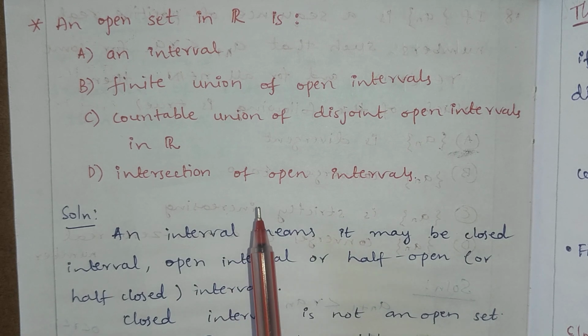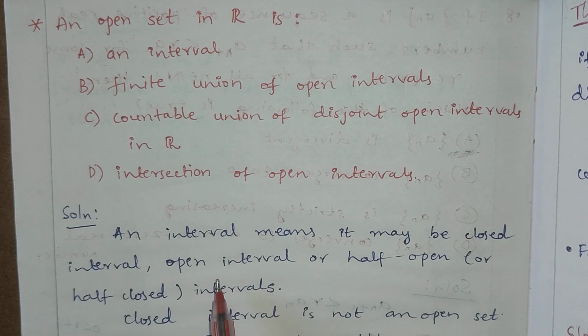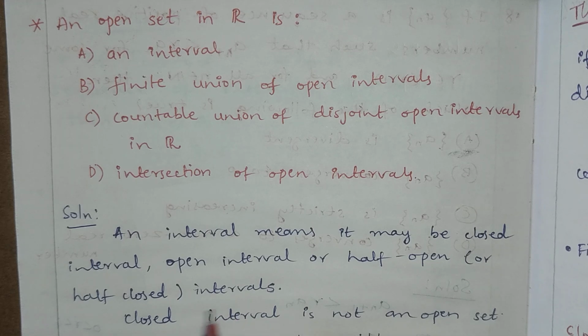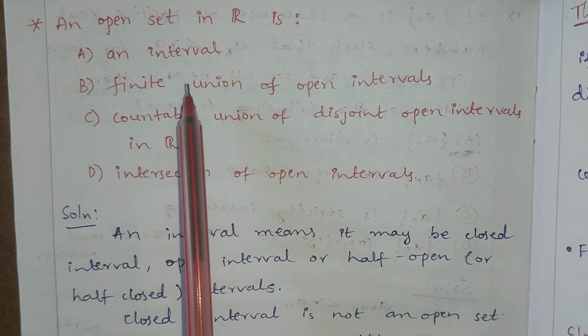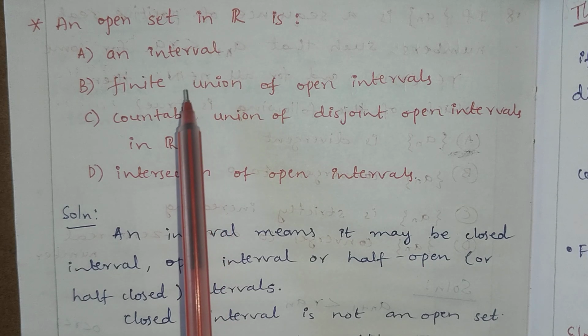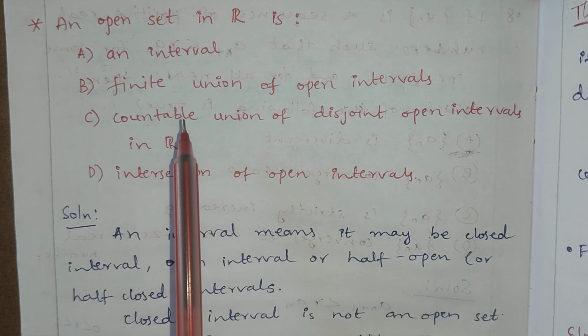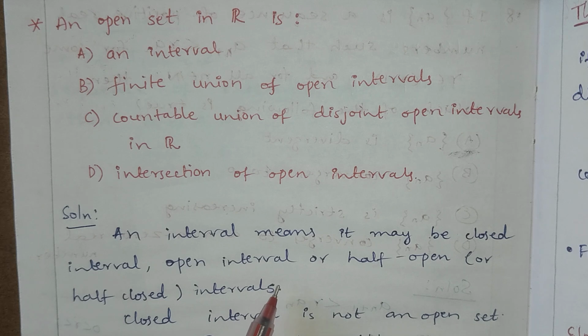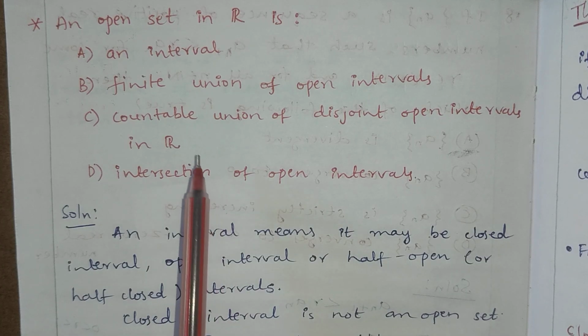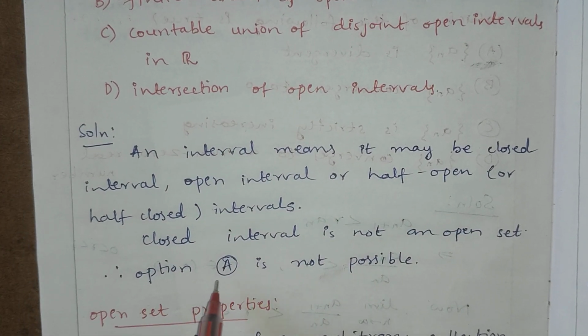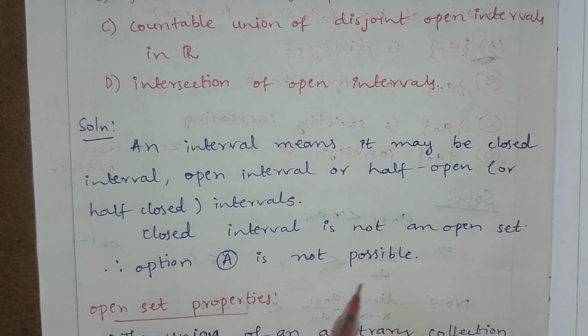Okay, so now let us analyze each option. An interval may be a closed interval, an open interval, or a half open interval, so intervals are of three types. Closed intervals are not open. Similarly, half open, half closed intervals are also not open. So an interval is not necessarily an open set. An interval is open if and only if it is an open interval. So option A is not possible.